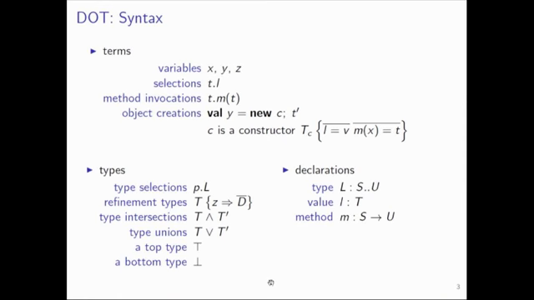So this is to make it concrete, but really the point is we just have these type selections and refinement types, so it's pretty minimal. Then we extend it with type intersections and unions in a classical way to get a subtyping lattice. The goal was to have just a minimal set of types and then see where we can go from there.